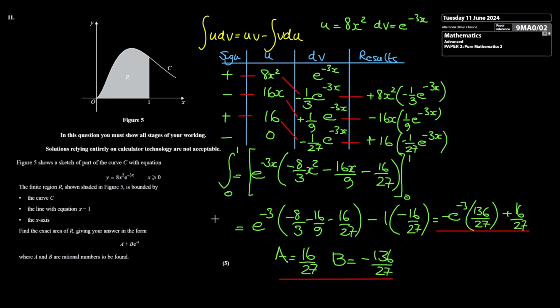And of course what we've just found is that the area R is equal to both of these, and these are the constants involved. And that's the end of question 11.